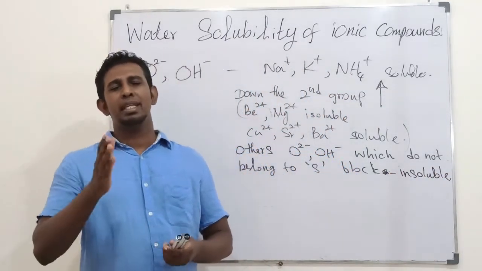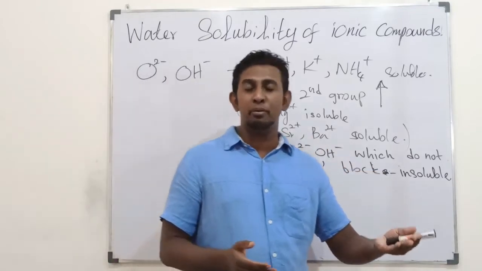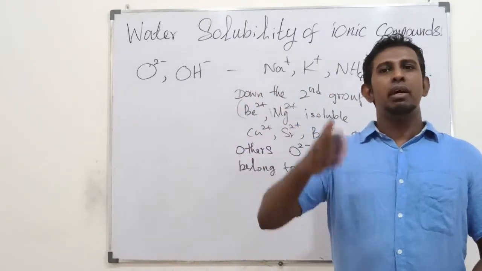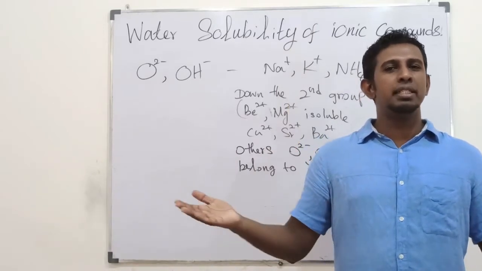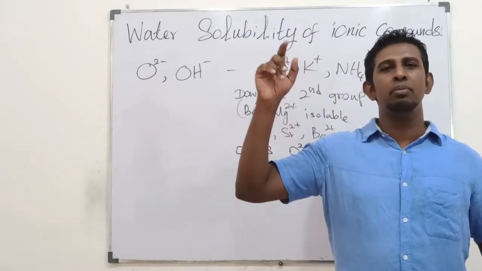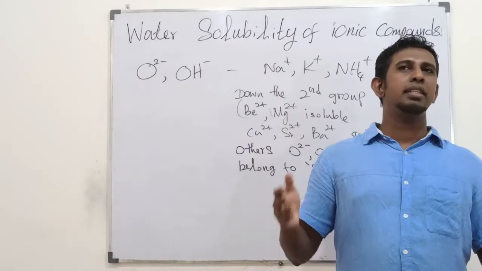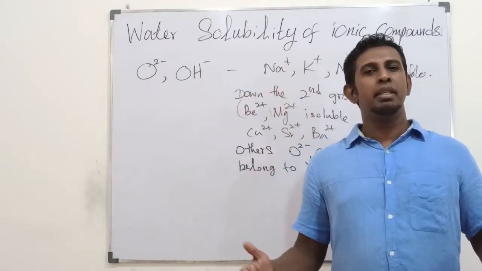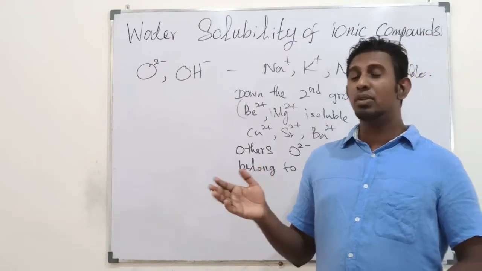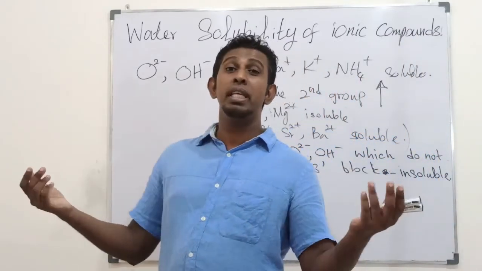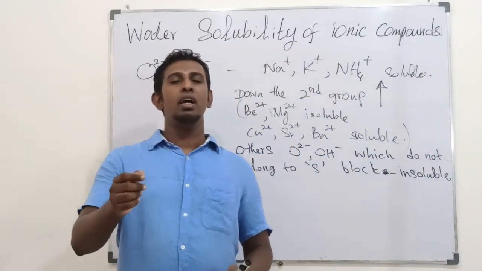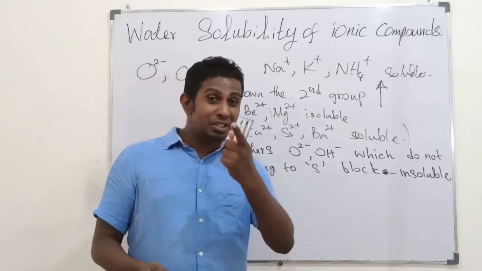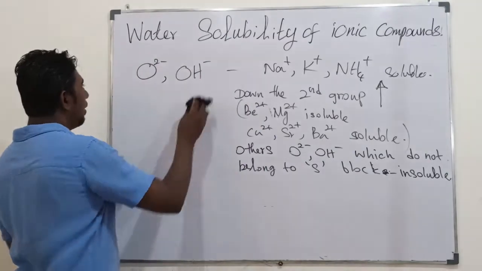When you talk about oxides and hydroxides, sodium, potassium and ammonium have water soluble oxides and hydroxides. Down the second group, water solubility increases. The top two members, beryllium and magnesium, have water insoluble oxides and hydroxides, but calcium, strontium and barium have water soluble ones. Except for the S block, all the others are water insoluble. See how easy? Let's talk about sulfides.